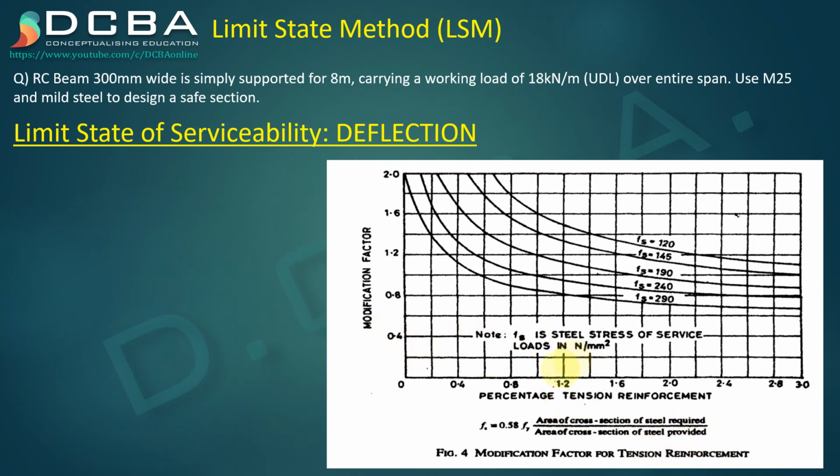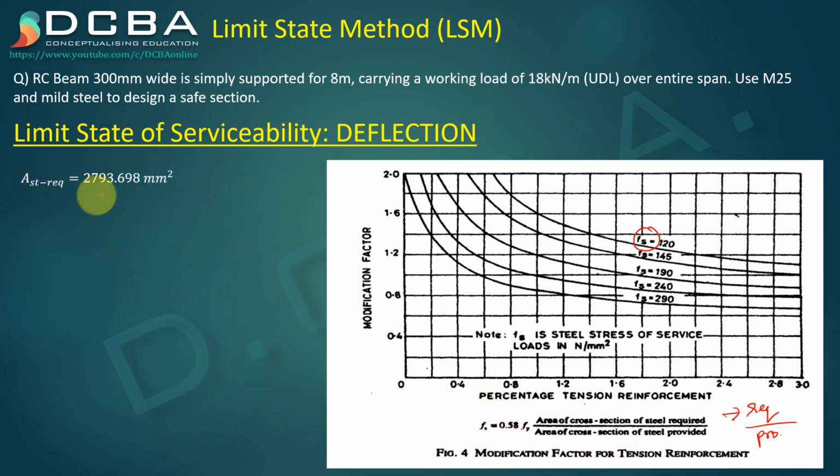So it is based on two values. First is percentage tension reinforcement, and it has these curves of Fs, and Fs is what? 0.58 into Fy into area of cross section of steel required divided by area of cross section of steel provided. Okay, so let us find this.